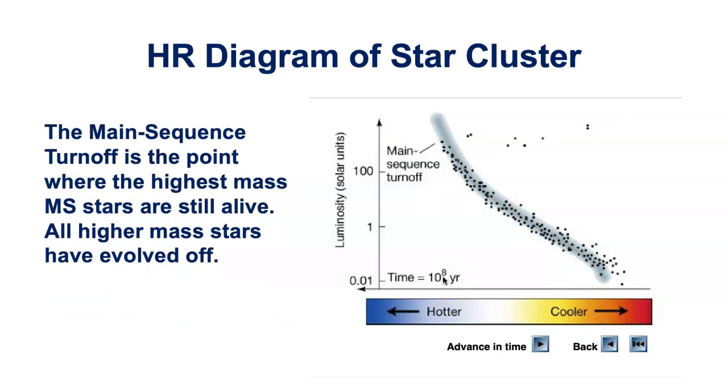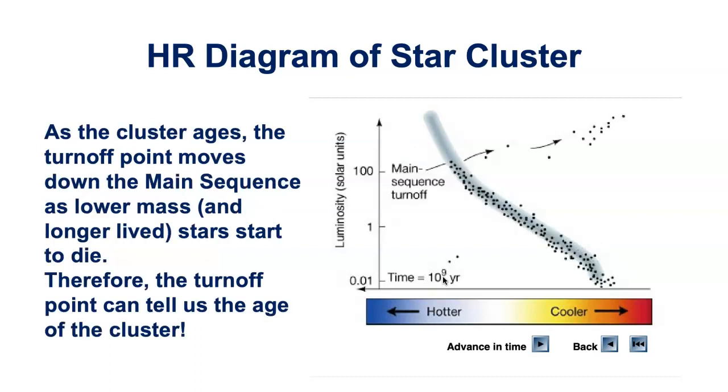I'm going to go back for 1 second here. When the cluster was 10 to the 8 years old, the main sequence turnoff point was right there. Now notice what happens. After 1 billion years, the main sequence turnoff point has moved down the main sequence because the stars that live shorter lifetimes are dead already. This turnoff point is the highest mass main sequence star that's still around. This star is just about to reach the end of its lifetime.